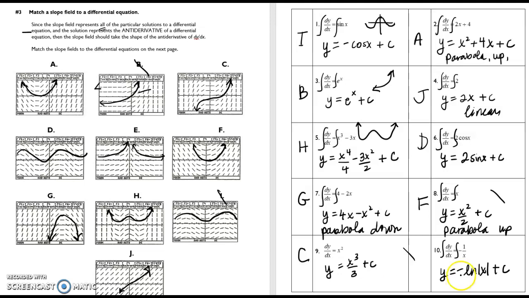And the last one, negative natural log absolute value of x plus c. Well, you can use process of elimination. It's E. But remember that natural log of x is kind of e to the x flipped over. And so natural log of absolute value of x would just be that flipped over the y-axis as well. And then because of the negative, you can see over here that it's actually flipped over the x-axis. So that would give us that.